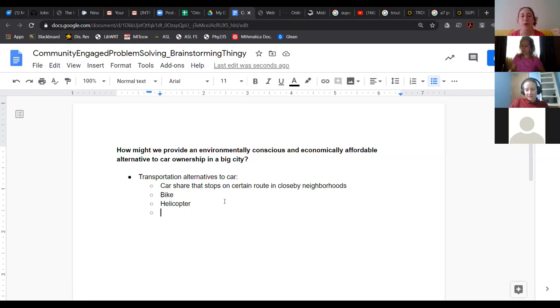It doesn't really matter. The point is he wants an environmentally conscious and more affordable solution than owning a car in New York City to get to the places he needs to go. Yeah, but if it would be like a 10 to 16 minute drive with traffic, then it could be a very feasible bike ride. That's what I was thinking.